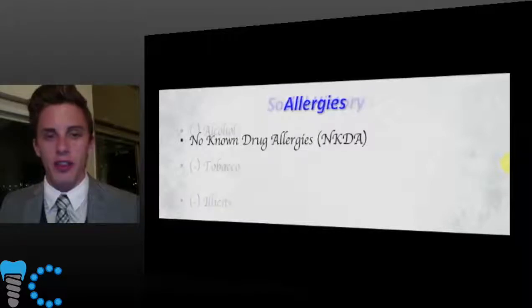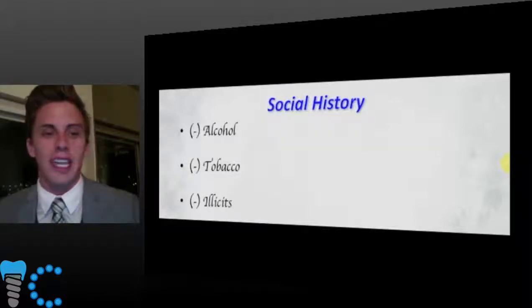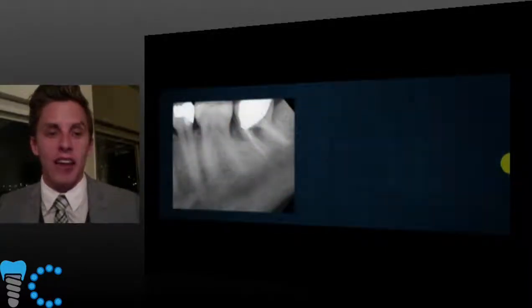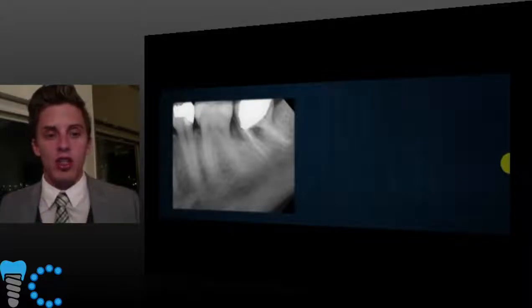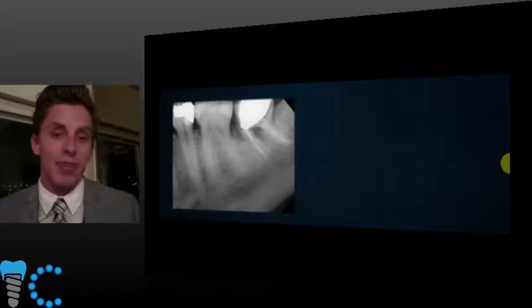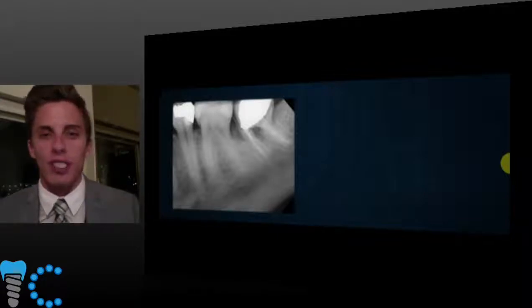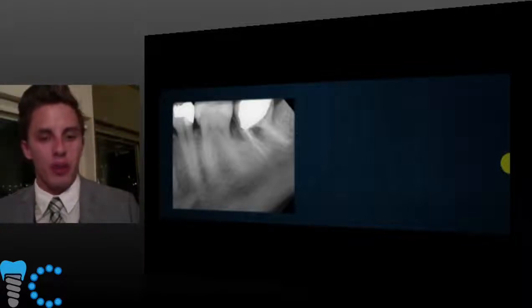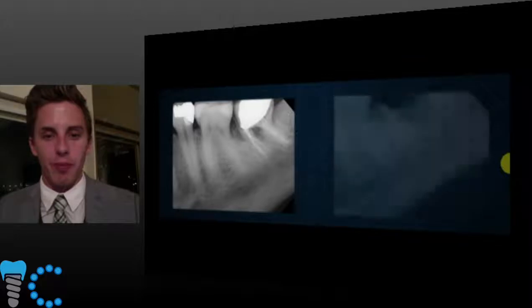No known drug allergies. Social history negative ×3. So to review some of the radiology, she did have PAs taken. On the left here, this is a radiographic PA of teeth number 18 and 19. We can see that there is furcation involvement of tooth number 18, and also notice that those roots are relatively close to the nerve that I'll outline in the next film.